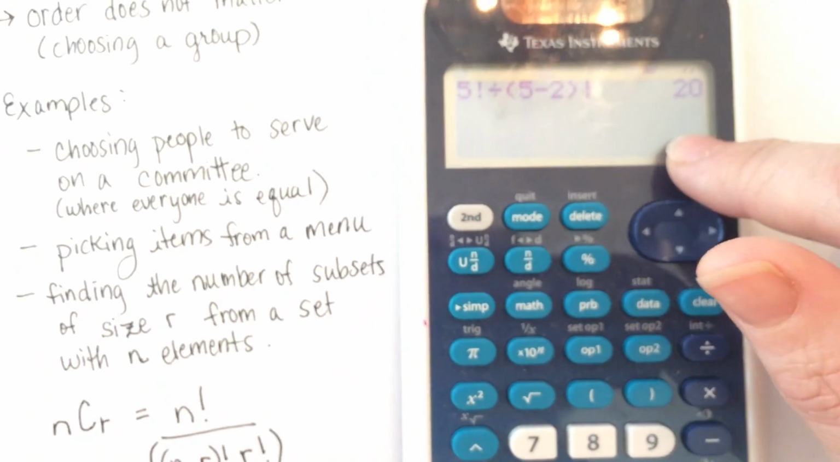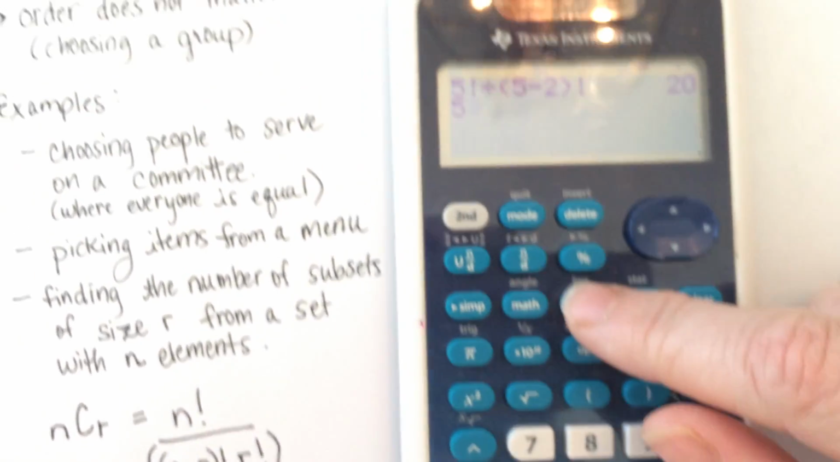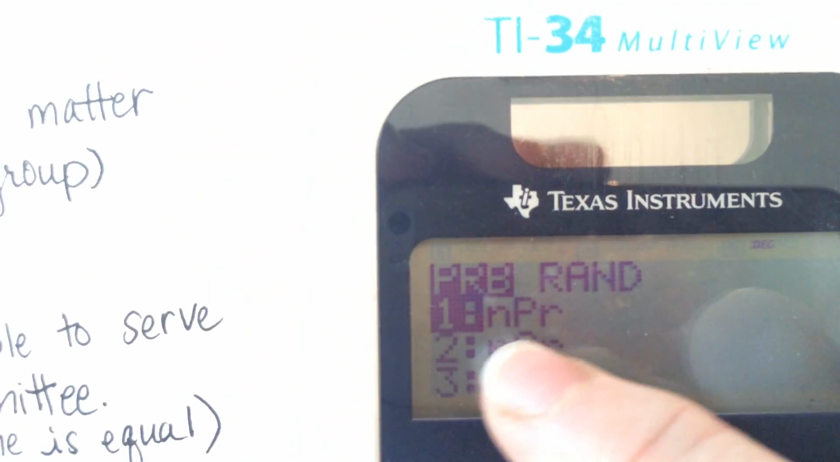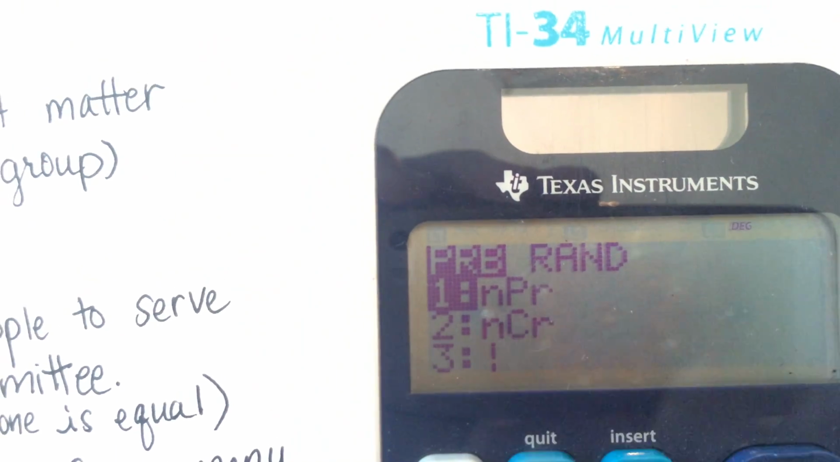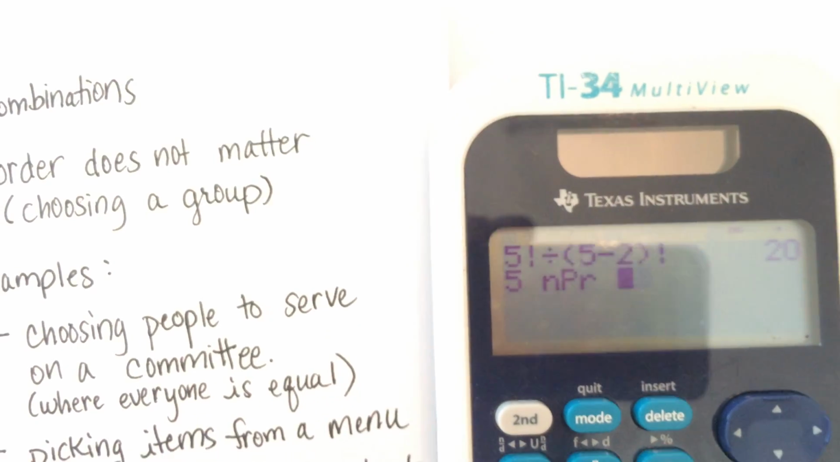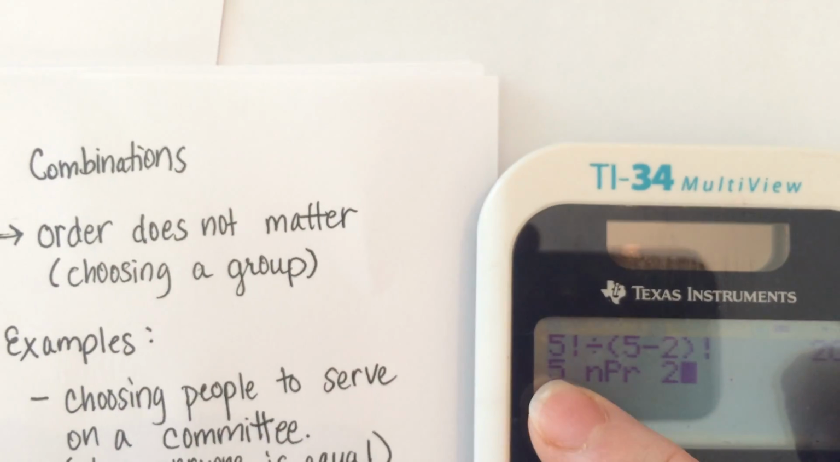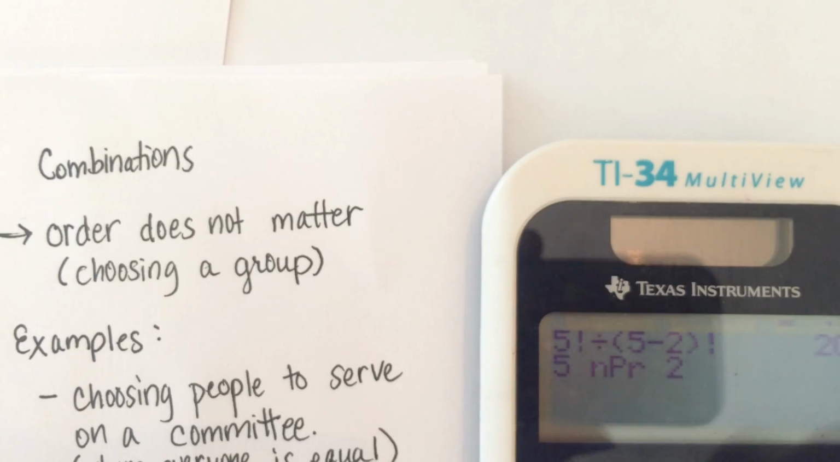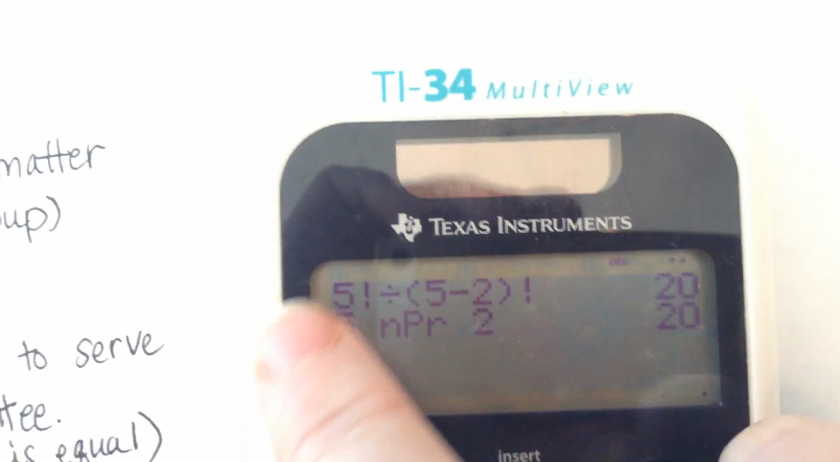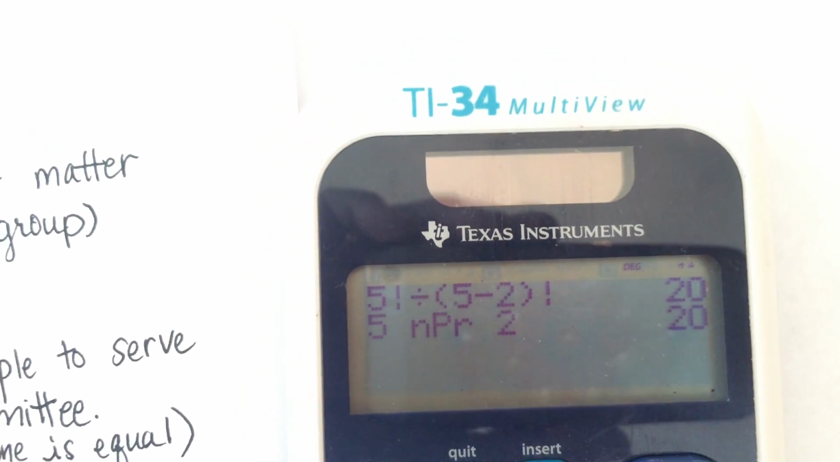So if I wanted to do the same thing, if I want to do 5 and then nPr, notice my first choice is nPr, my second choice is nCr. So if I do choice 1, so 5 nPr 2, on mine I have to hit the 5 first, then I hit the nPr, then I hit the 2, and then I hit enter, and it gives me the same answer. I don't have to do the entire formula out.